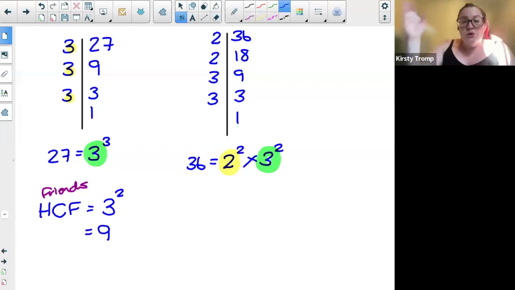So HCF, we're looking for friends. What do we want to do when we're friends? We want to stay the same. We don't want to embarrass our friends. The one number had 2's, the other one didn't, so we're not putting down 2's. We look at the 3's. The one has 3 to the 3, the other one has 3 to the 2. We don't want to embarrass our friends, so we put 3 to the 2. 3 to the 2 is the same as saying 9. So the HCF is 9.